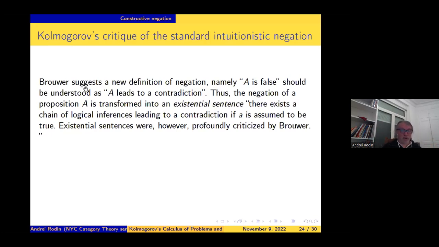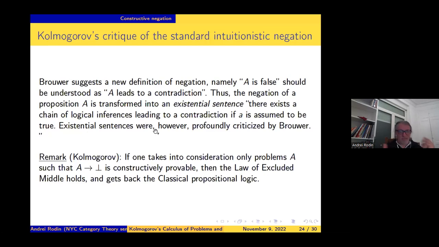So he says, Brouwer suggests a new definition of negation, namely that A is false should be understood as A leads to contradiction. Thus, the negation of proposition A is transformed into an existential sentence: there exists a chain of logical inference leading to a contradiction if A is assumed to be true. But existential sentences were profoundly criticized and, in a sense, banned by Brouwer. So that's kind of incoherent. This is the argument.